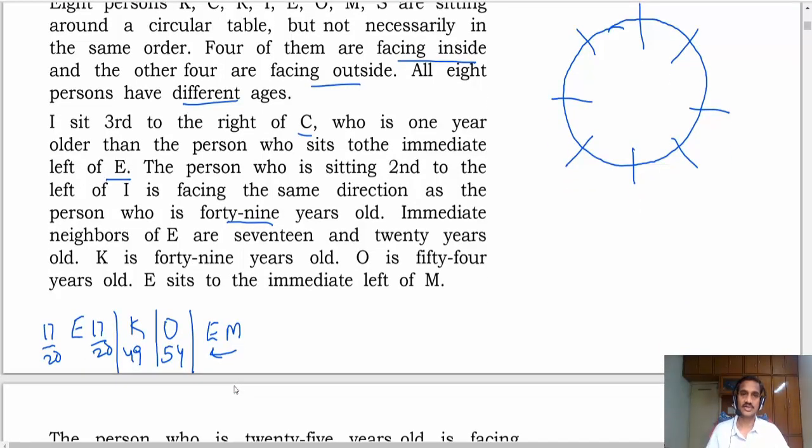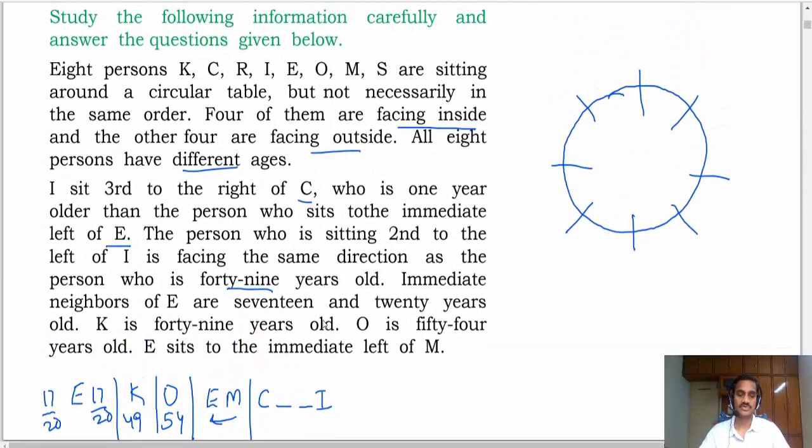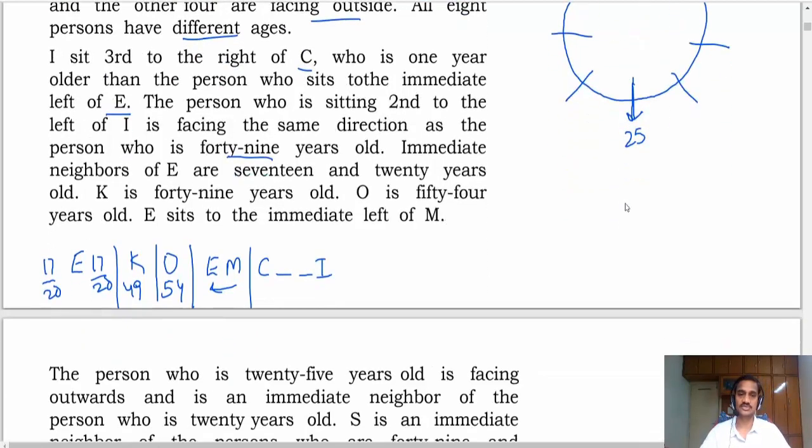I sits third to the right of C. Then the person who is 25 years old is facing outside. Now shall we start with this one? The person who is 25 years old is facing outside. Since we have a direction given here, we will start from there.